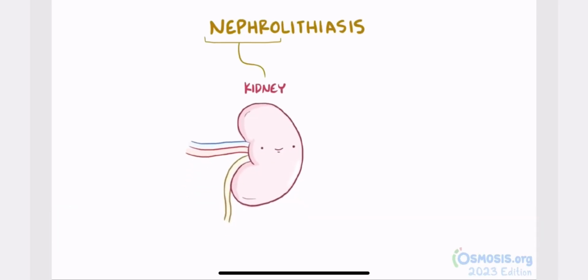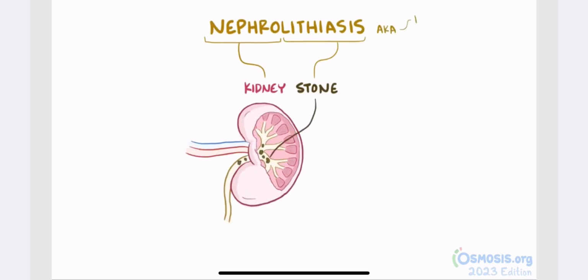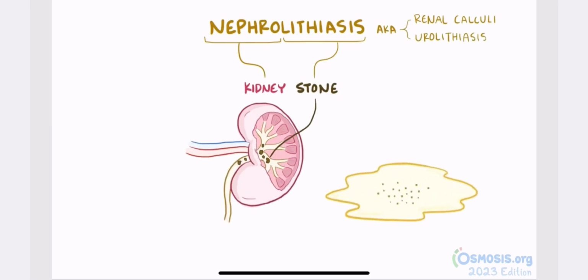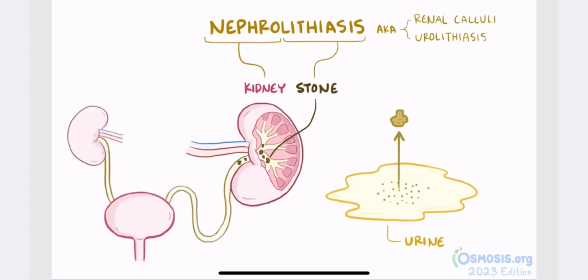Nephro refers to the kidneys, and lithiasis means stone. So nephrolithiasis means kidney stones, sometimes also referred to as renal calculi or urolithiasis. Kidney stones form when solutes in the urine precipitate out and crystallize. And although these most commonly form in the kidneys themselves, they can also form in the ureters, the bladder, or the urethra.